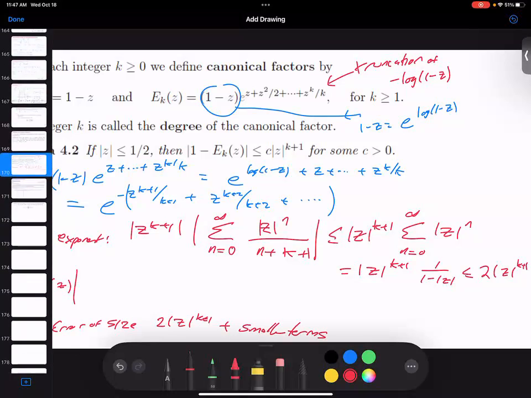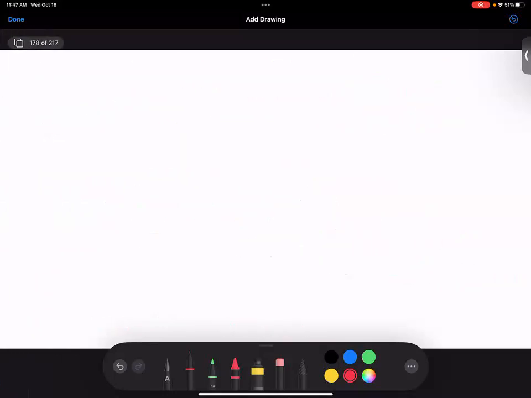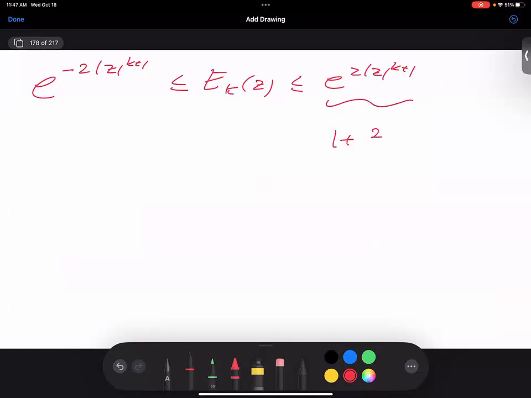So let me just, I'll move the pages around. So I can do it this way, maybe e to the negative 2z^(k+1) less than or equal to e_k of z is less than or equal to e to the 2z^(k+1). I want to try to do the real analysis fully. Right? So if I do something like this, this over here would be 1 plus 2z^(k+1) over 1 factorial plus dot dot dot. Here this would be 1 minus 2z^(k+1) over 1 factorial plus dot dot dot.